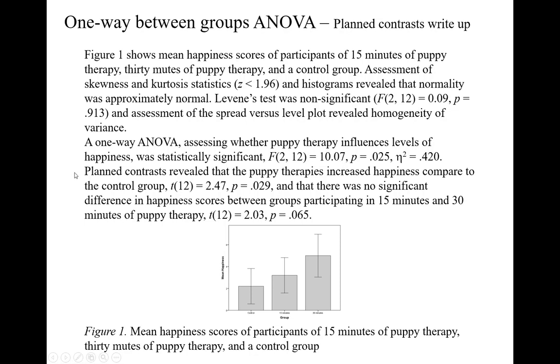Anyway, so now this is a planned contrast version. Planned contrast revealed that the puppy therapies increased happiness compared to the control group. So remember, this is our contrast. The first one was just comparing the puppy therapies to the control group. There's our statistics for that. And that there was no significant difference in happiness scores between the groups participating in the 15 minutes and 30 minutes of puppy therapy. And there's our T statistic for that.